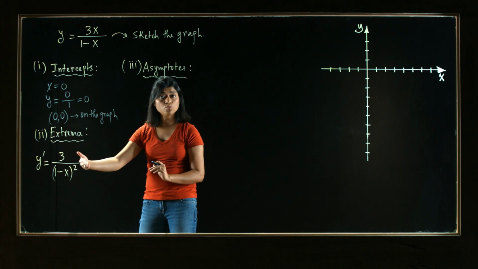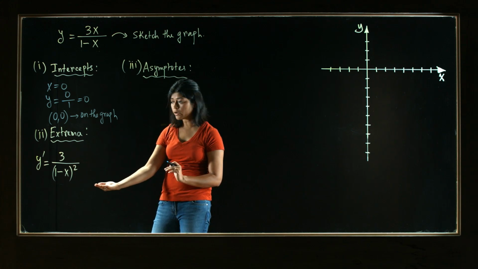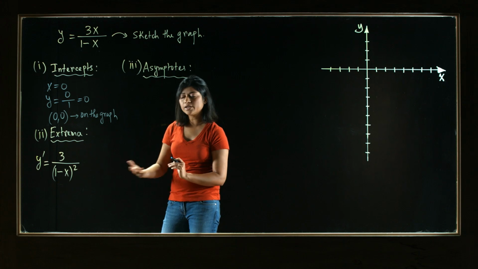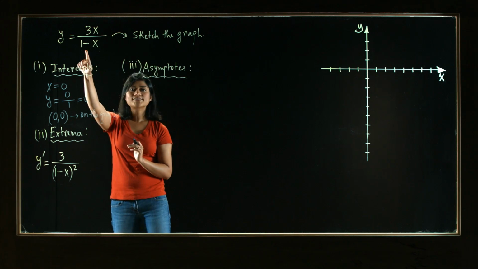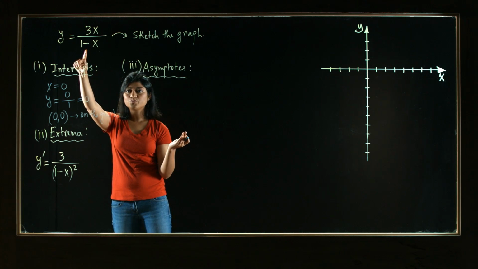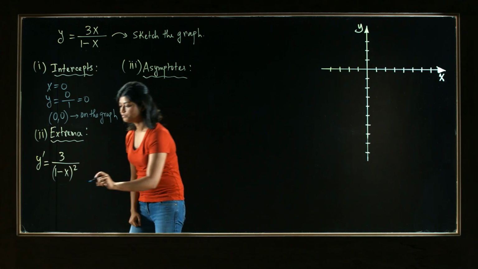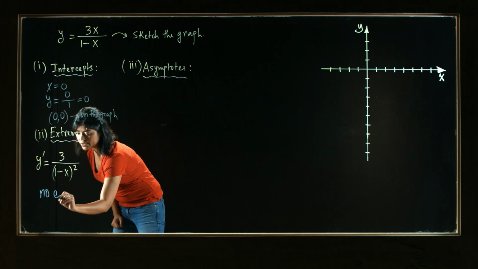The denominator will be 0 at x equals 1, so the derivative is undefined there, which is also a critical number. But the function itself is not defined at x equals 1, so there is no question of the function having an extremum, and so there is no extrema.